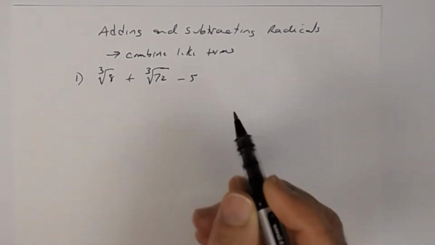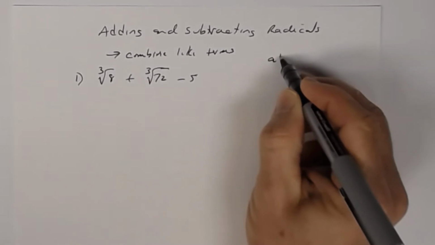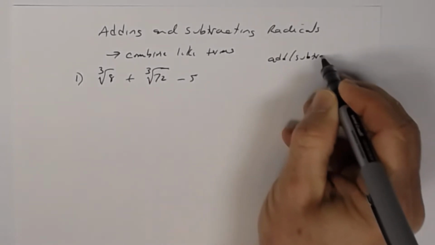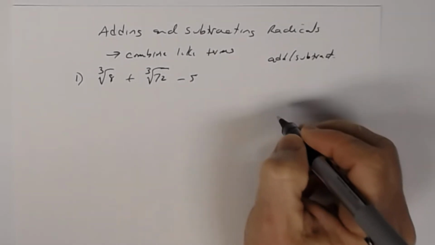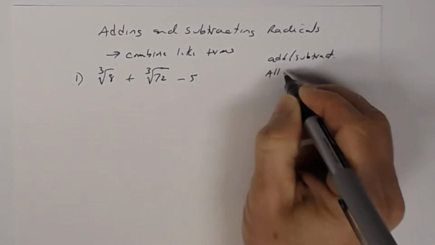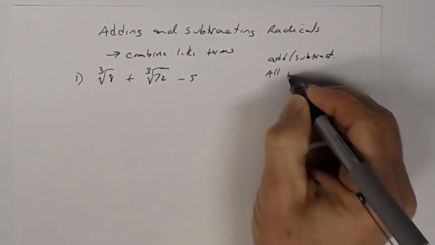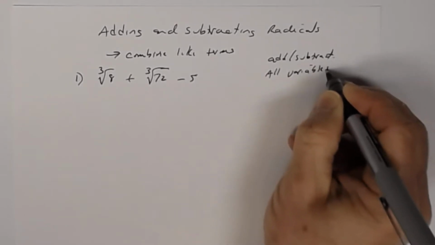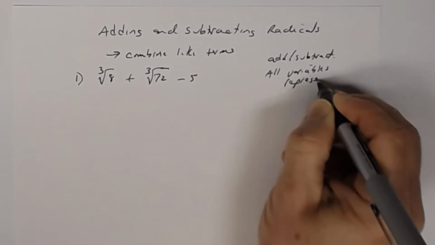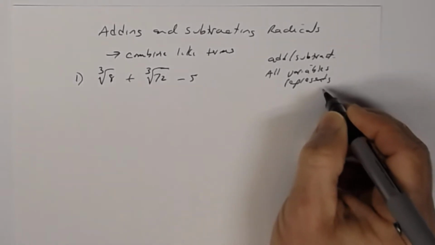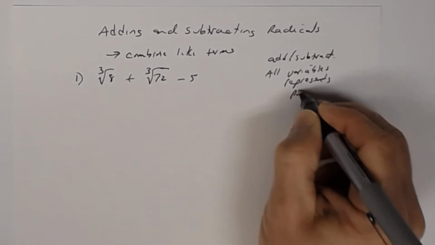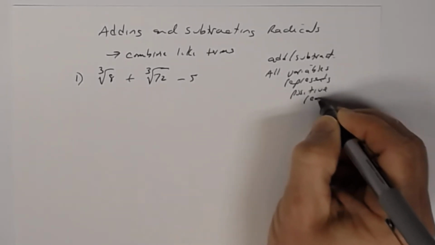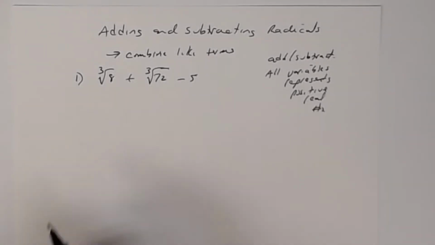The directions in all of these will say something to the effect of either add or subtract, or it may say perform the indicated operations. But we're going to assume also that all variables represent positive real numbers, so that way we don't have to worry about absolute value in our answer. In number one, there are no variables, but you will have variables in many of the problems.